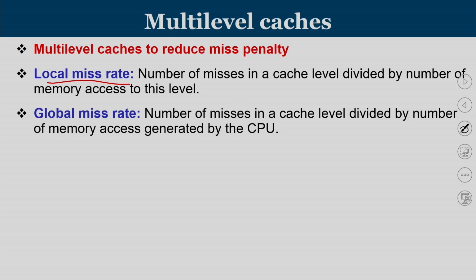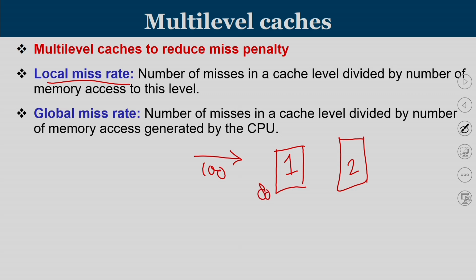Here is the question. Consider the case you have an L1 cache and then you have an L2 cache. Now you assume you are getting 100 requests to the L1 cache, out of which let us say 80 are going to get a hit. So it is 80 divided by 100, that is 0.8. So when I redefine the local miss rate, it is the number of misses in a cache level divided by the number of memory accesses to this level.